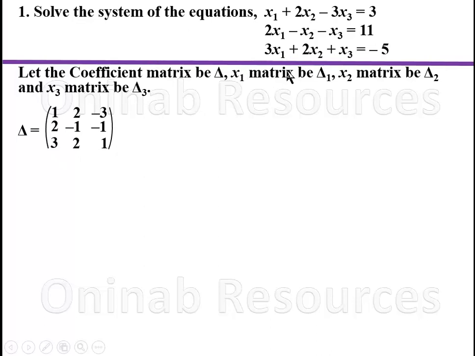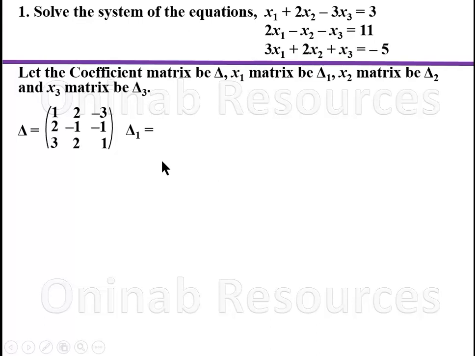To get the x1 matrix, for your information, column 1 represents the coefficients of x1, column 2 represents the coefficients of x2, column 3 represents the coefficients of x3. So to get the x1 matrix, we shall remove column 1 and replace it with the constant column. So the constant column shall be 3, 11, and negative 5.